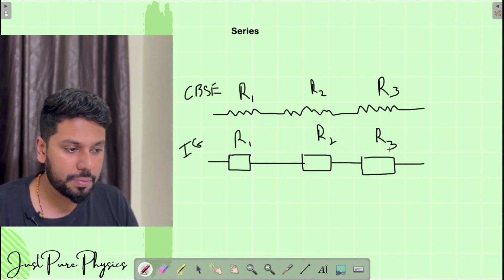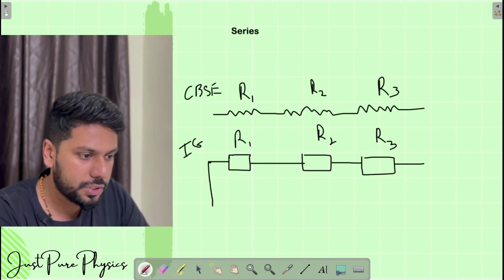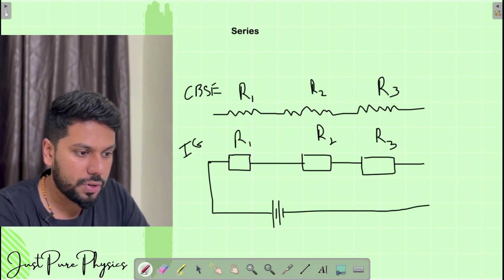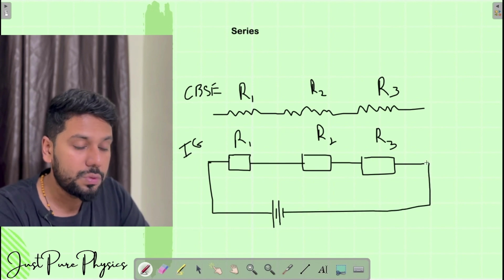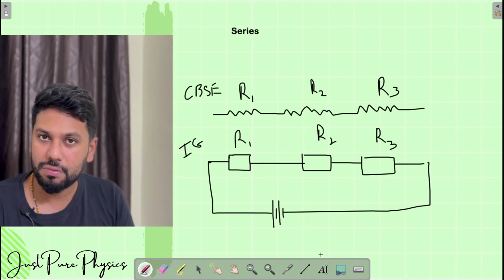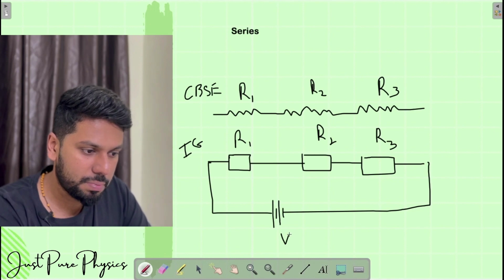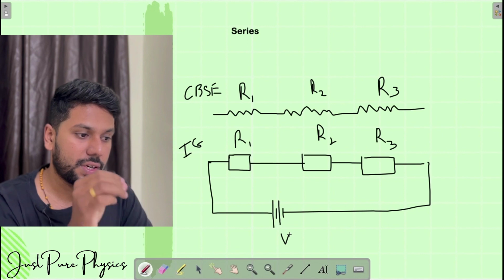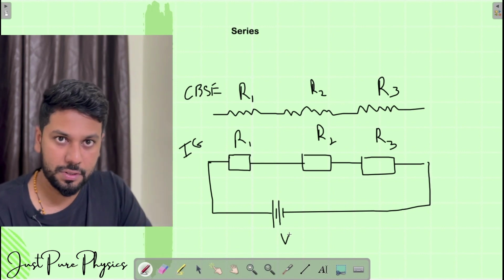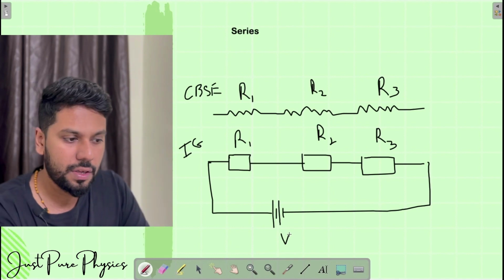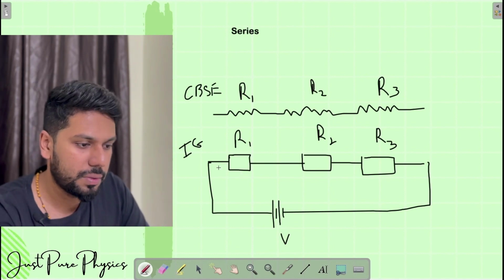So what is going to happen if you connect an external battery to it? If you connect an external voltage, this voltage difference will create a current to flow. Who's providing this voltage difference? V. This battery's potential V is providing this potential difference, and this will cause the current to flow inside the resistors. Since they all are connected in series, same amount of current will flow through them, isn't it?